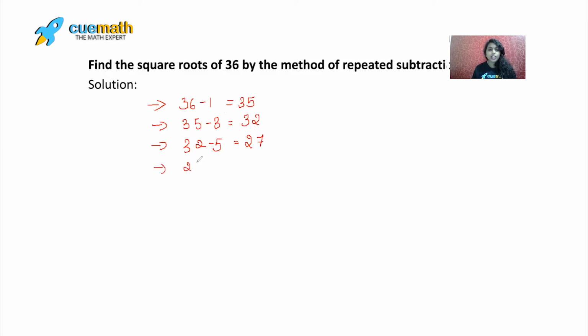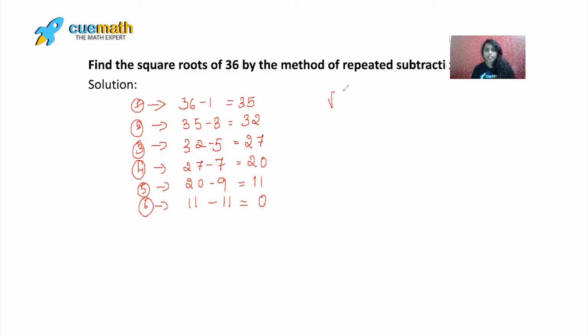And next is 27 minus 7. That's nothing but 20. Next, 20 minus 9 and that's 11. Finally, 11 minus, look at this, odd numbers starting from 1, 3, 5, 7, 9 and then I have 11. 11 minus 11 is 0. So now count the steps. 1, 2, 3, 4, 5 and 6. So there are totally 6 steps. Therefore, square root of 36 will be equal to 6.